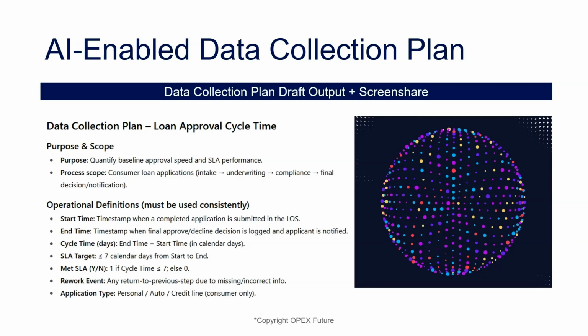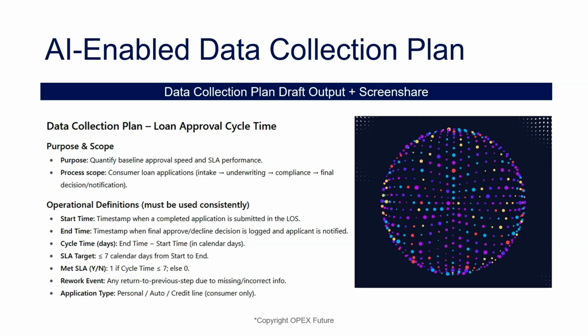Operational definitions that must be used consistently here: the start time is a timestamp when a completed application is submitted in the LOS. The end time is the timestamp when the final approve or decline decision is logged and the applicant is actually notified. We've got our cycle time definition, the end time, the start time, and calendar days. We want to know exactly how we're measuring this.